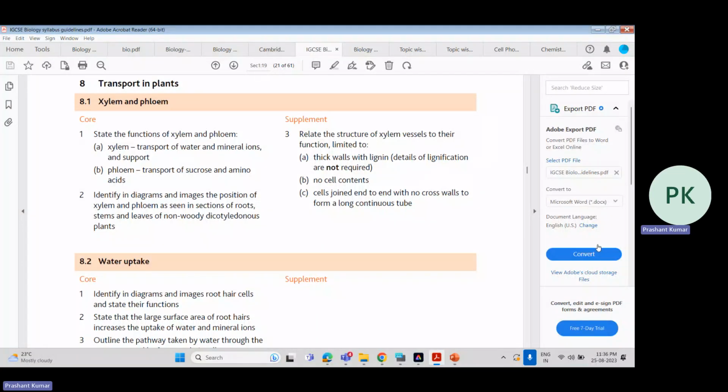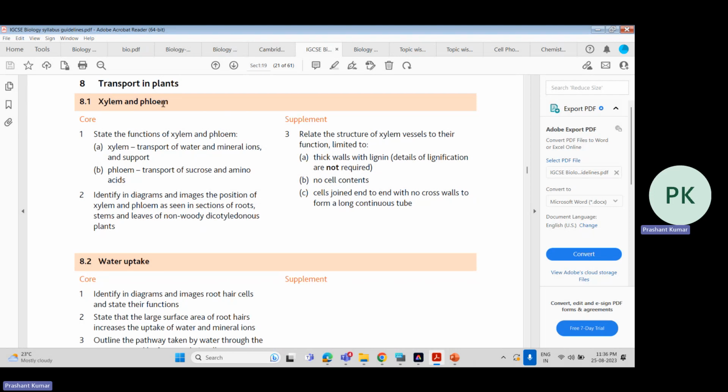Good morning, everyone. Today we are going to discuss the Cambridge IGCSE Biology Chapter 8, that is Transport in Plants. After COVID, Cambridge has changed some of the topics from the syllabus. This is the syllabus for students who are writing the exam in 2023, who have already written, then 2024 and 2025. So without delaying this, let's continue with the topic.